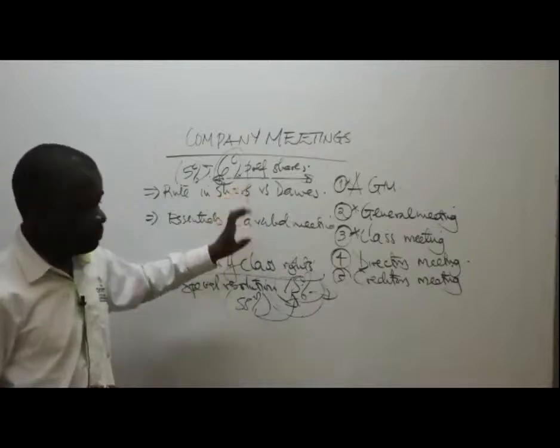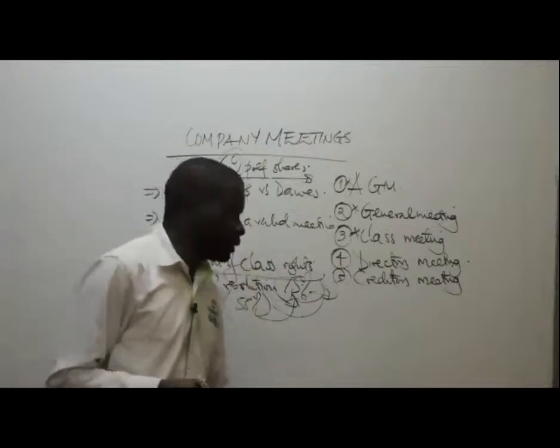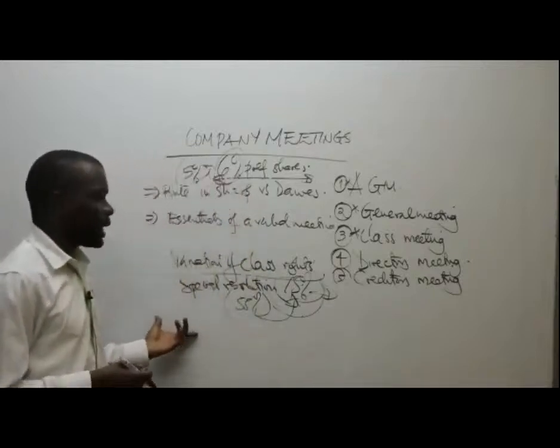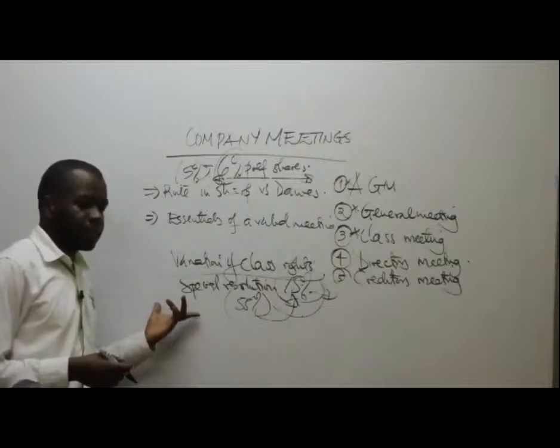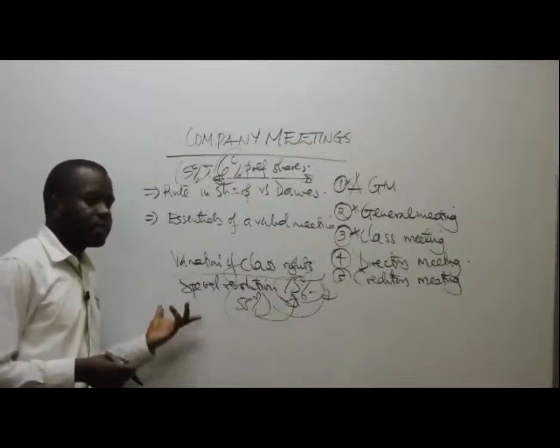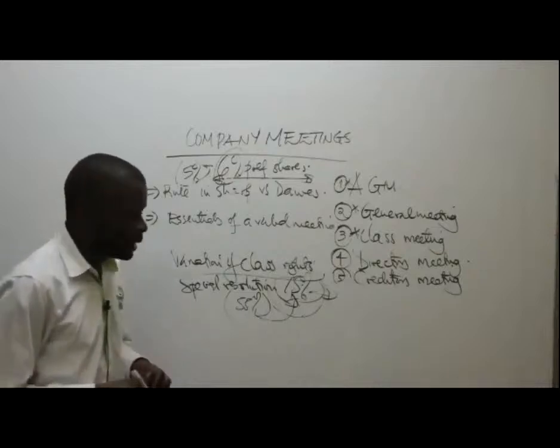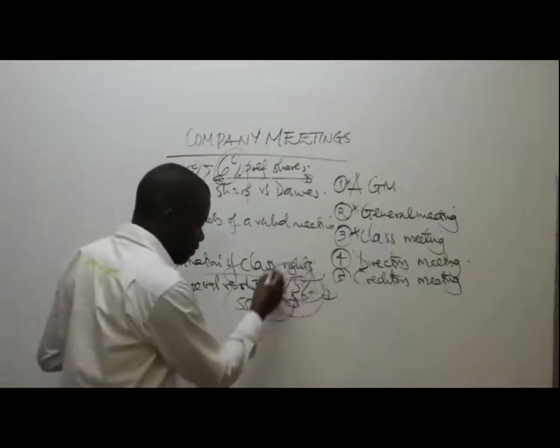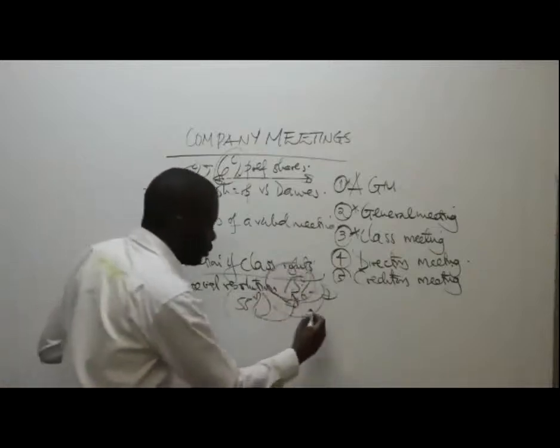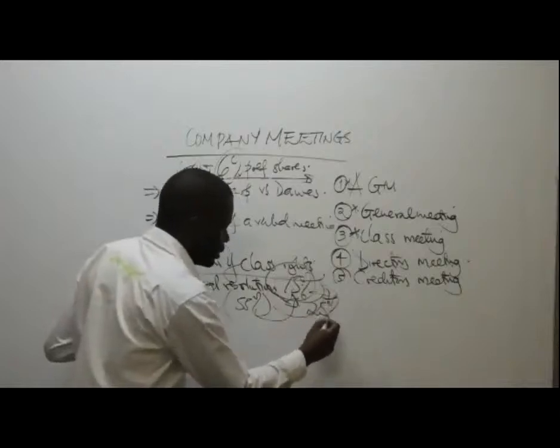However, those who are minority members in that particular class of shares, at least 15%, can object. You can see 75% have approved, but of course you are remaining with a minority of 25%.